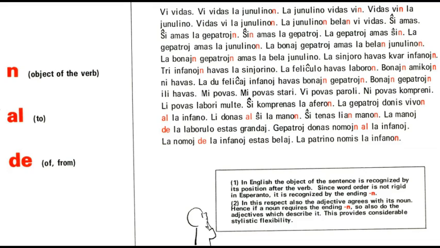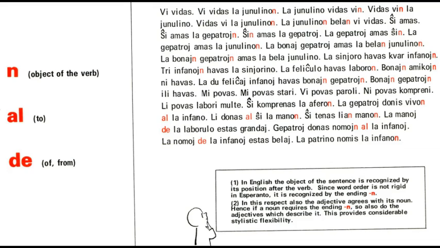Mi povas. I am able. Mi povas stari. I am able to stand. Vi povas paroli. You are able to speak. Ni povas kompreni. We are able to understand. Li povas labori multe. He is able to work a lot.